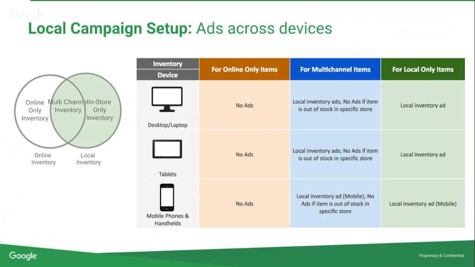So again, just to think about this, if you look at the way the ad serves across devices, this strategy is going to make sure that you show up on desktop, tablets, and mobile exclusively around stores where you would be able to drive to store and pick up that item. And no ad format would show if that inventory item was out of stock.